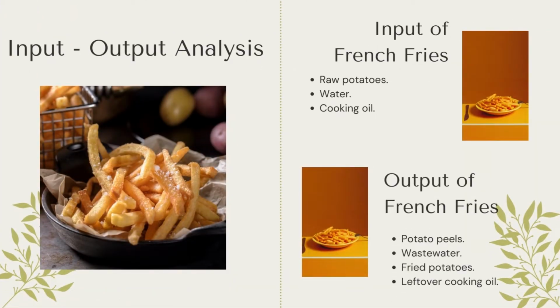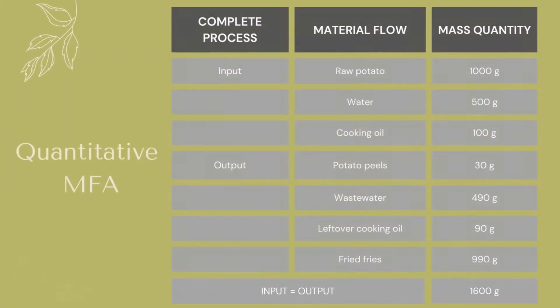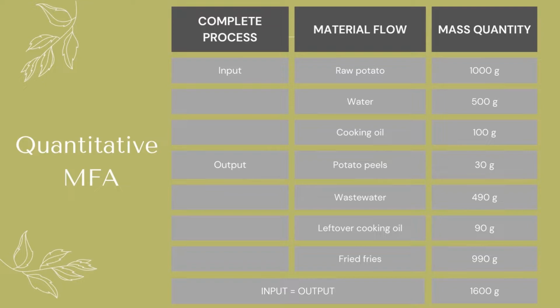The input used for making French fries includes raw potatoes, water, and cooking oil, while the output from the process are potato peels, wastewater, potatoes that have been fried, and leftover cooking oil. The table shows the quantitative information of making French fries and also consists of its value for the input and output of the materials. The data is collected by weighing and measuring as well as by accounting analysis. The mass value for both input and output must be equal to indicate the total mass of the material that has been used and its total waste produced.